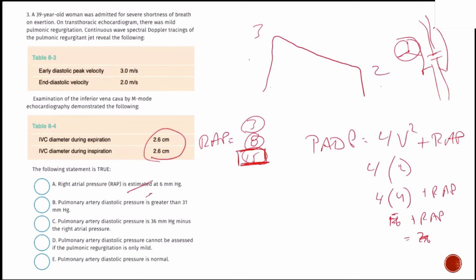Okay. So here. PA diastolic pressure is 36 minus the right atrial pressure. Is that true? No. Did we minus or plus? No. Good. Pulmonary diastolic pressure cannot be assessed if the pulmonic regurgitation is only mild. Right. Good. Pulmonary diastolic pressure is normal. Is that relatively normal? So I actually think it's this one. I miscalculated that. So here. You're basically just measuring your pressures, right?